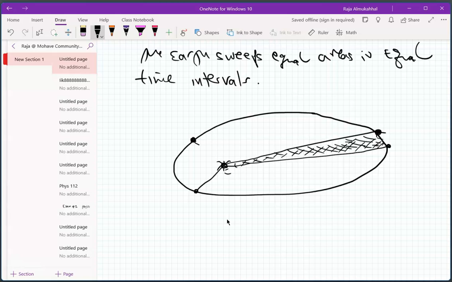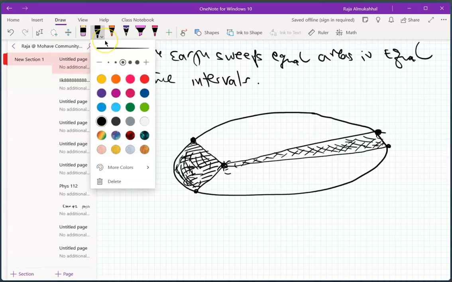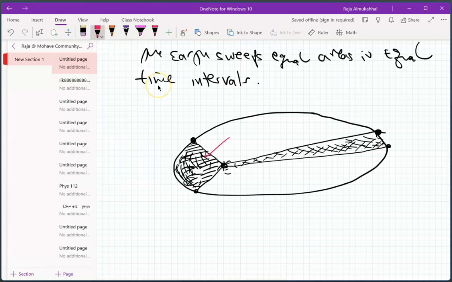And so if I measure again the area swept by the Earth within 2 weeks in this new location, or any other random location, I will find that those two areas are actually equal to each other. Which is really remarkable. So equal areas in equal time intervals.